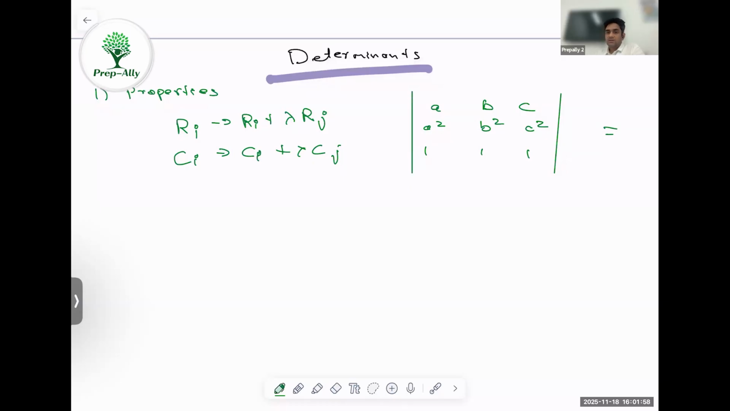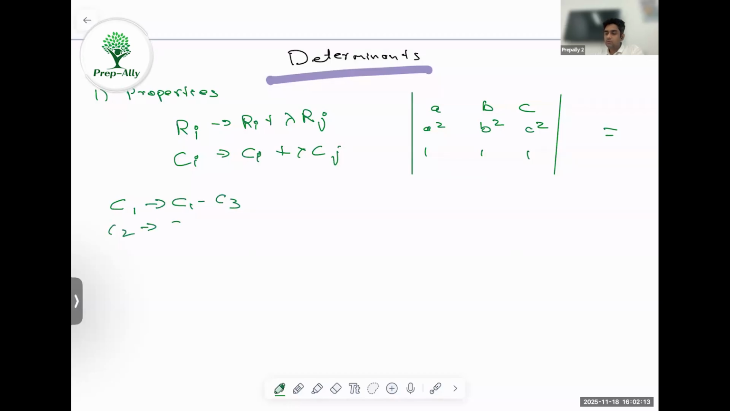So if I do this operation, in fact, we can do multiple types of operation over here. If I do that, C1 is, that is column 1 is C1 minus C3. Similarly, C2 is also C2 minus C3. Then what will happen? This will come out to be a minus c, a square minus c square, 0. b minus c, b square minus c square, 0. And c, c square, 1. Then I can open up the determinant.